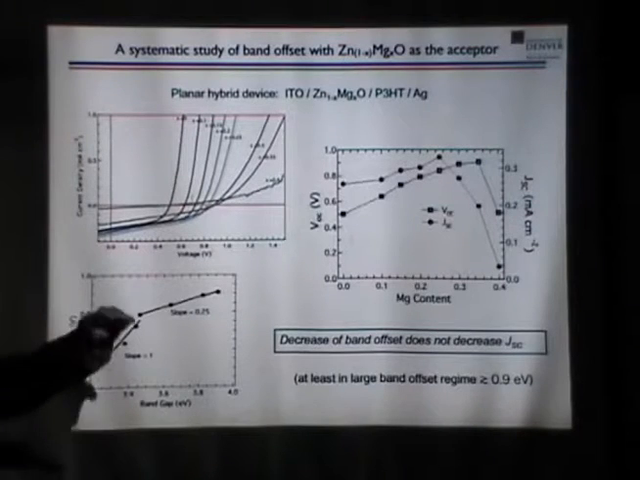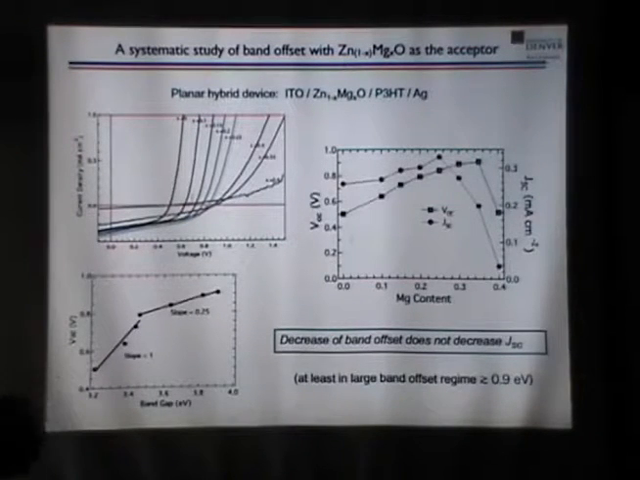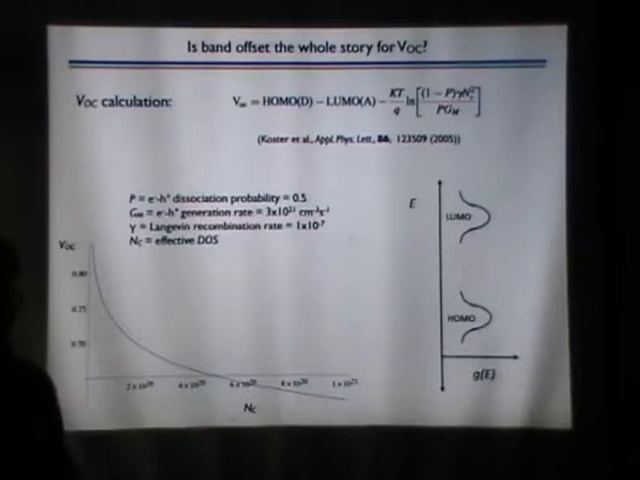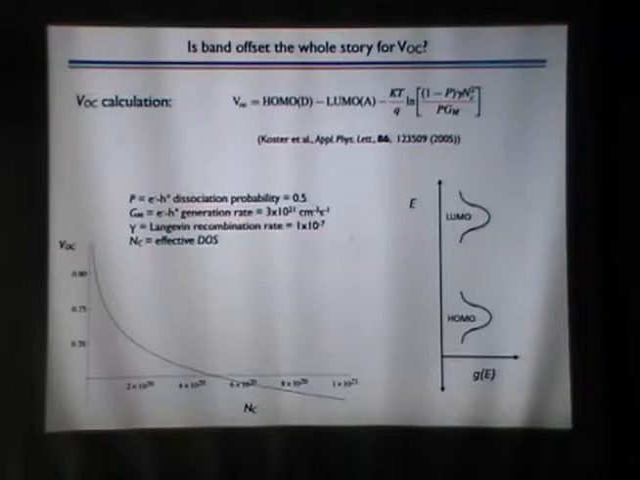This means that we could presumably lower the band offset between the materials, get a higher voltage, and not lose current. In this case, we actually gain a little bit of current. So this band offset issue is important, and we're continuing to study it. The question is, is that the whole story? Are there more factors that control the voltage? Of course, the answer is yes.